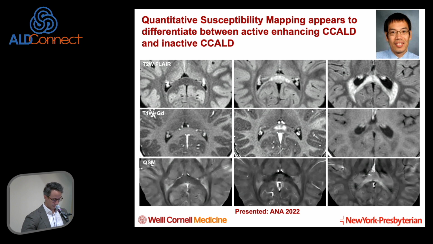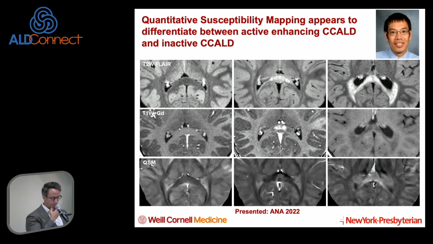So what I want to point out here is if you look over at this column to the left, top left is a T2 FLAIR image of essentially just a control. There's no lesion, and then on the left there, that's the T1 post contrast, no lesion, and then that's what a normal sort of QSM MRI looks like.